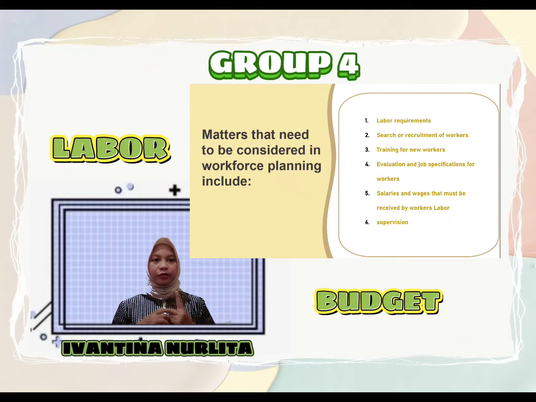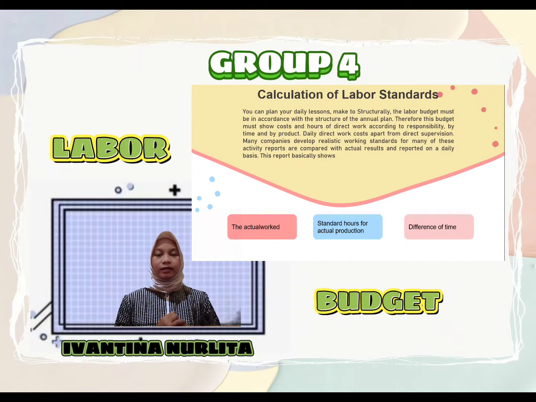Include, the first, labor requirements; the second, search or recruitment of workers; the third, training for new workers; the fourth, evaluation and job specification for workers; the fifth, salaries and wages that must be received by workers' labor; and the last is supervision. Next material is calculation of labor standards.